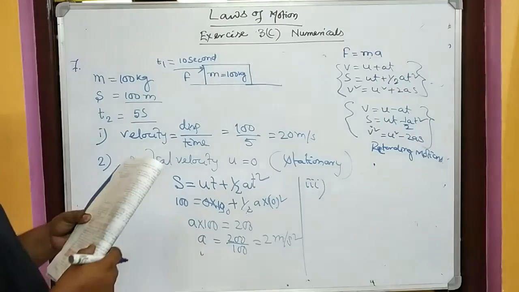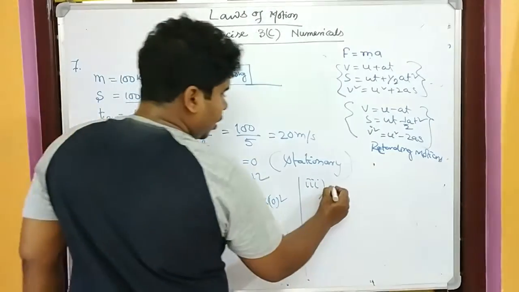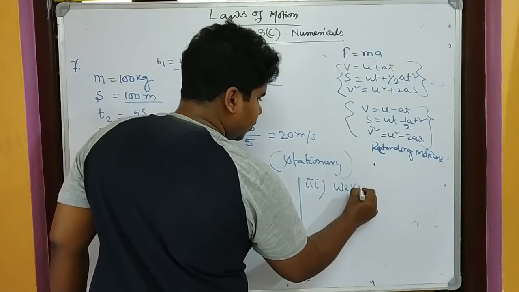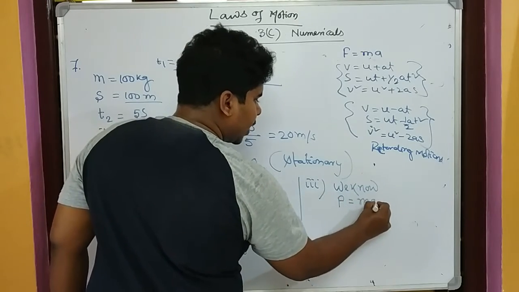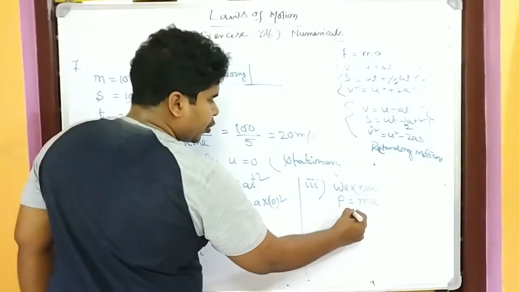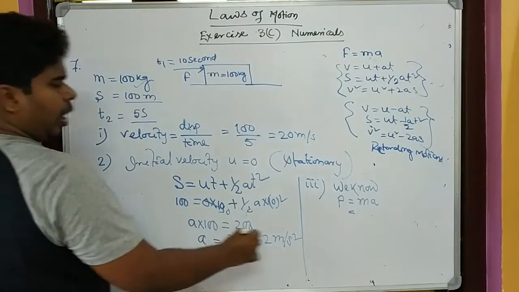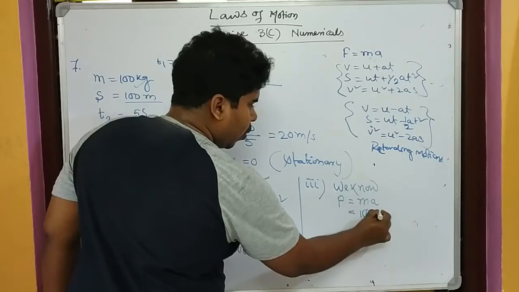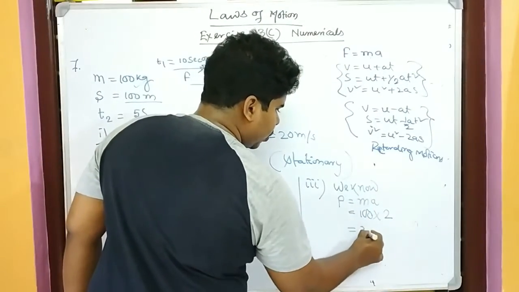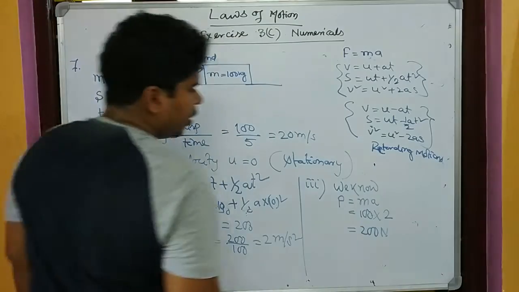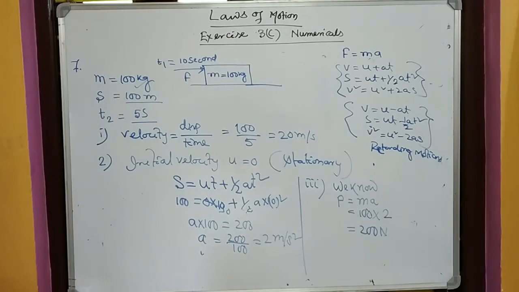Next thing asked is the magnitude of force. We know force F equals mass into acceleration. So what should be the mass? It is given 100 kg. What is the acceleration? We have seen it is 2. So 200 Newton. So this is question number 7.